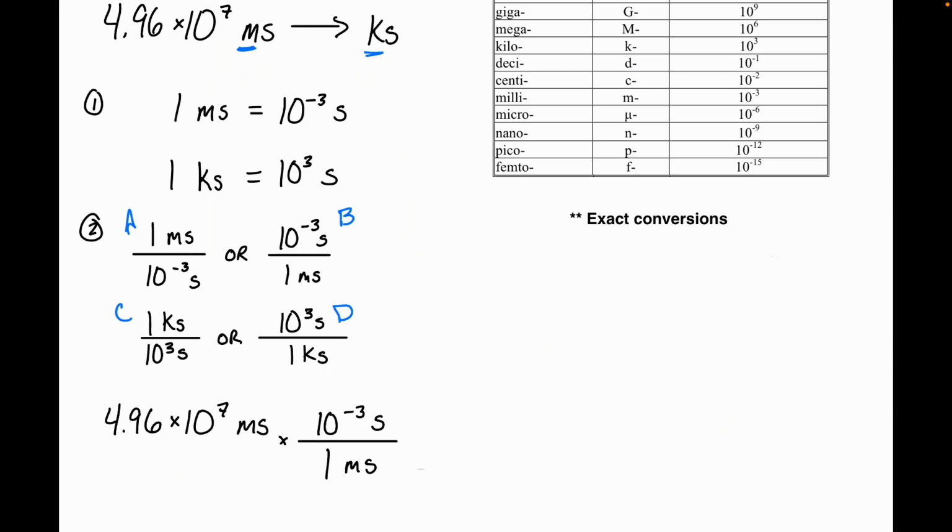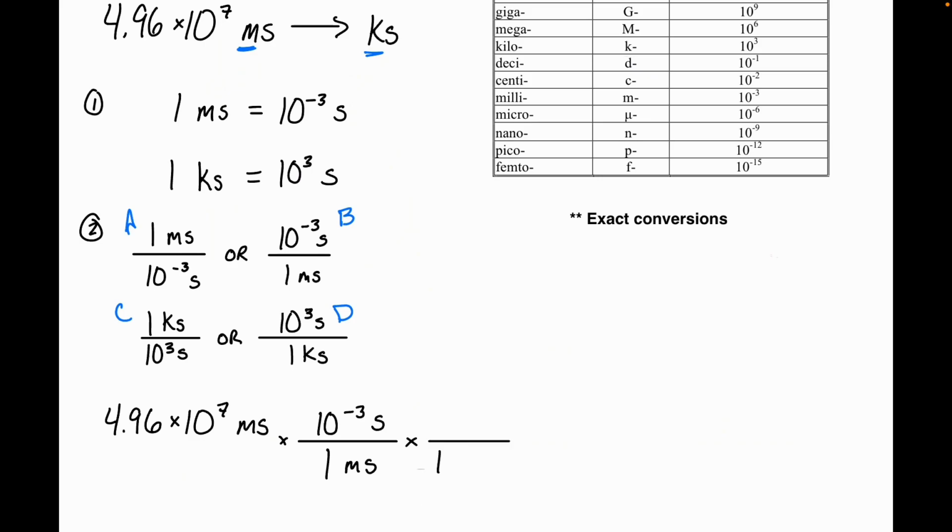If I stopped here, what would my answer be units wise? Seconds. So this would get me from milliseconds to seconds, but the problem's asking for me to go all the way to kiloseconds. So I'm going to need to make one more jump. I'm going to tack one more conversion factor onto the end here. All right? And which one am I going to pick? A, B, C, or D? Now I'm going to pick C because that'll cancel out my seconds.